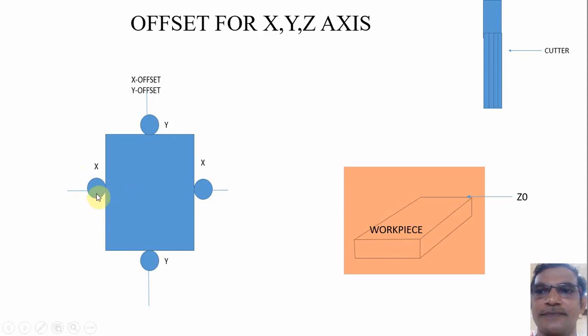Take that value and then lift the cutter and shift the cutter to the right side of the workpiece to touch. That time also we will get some value. Now we know the difference between these two points. Dividing it by 2, we will get the center point of the workpiece. Same procedure for Y offset also.